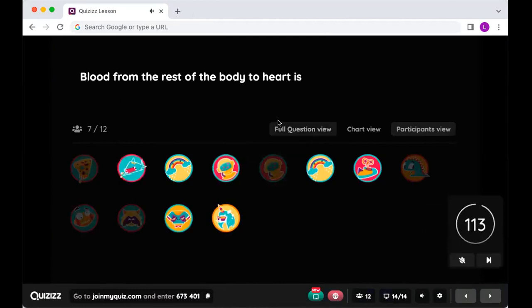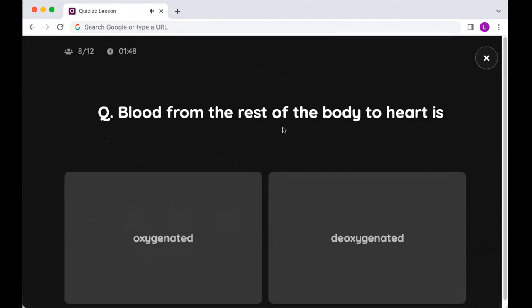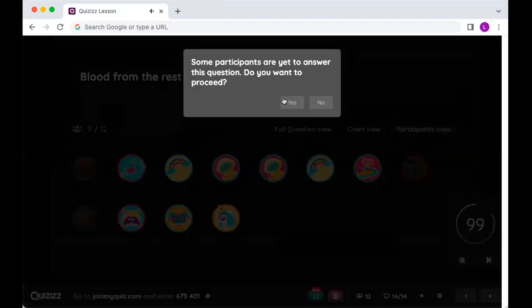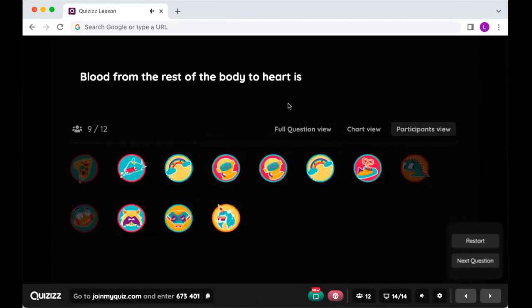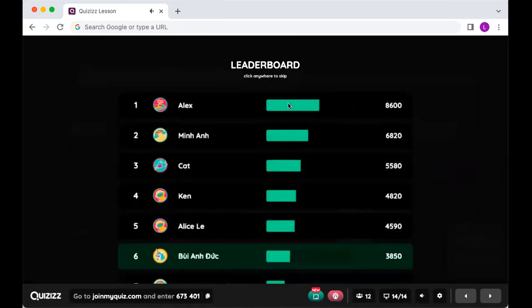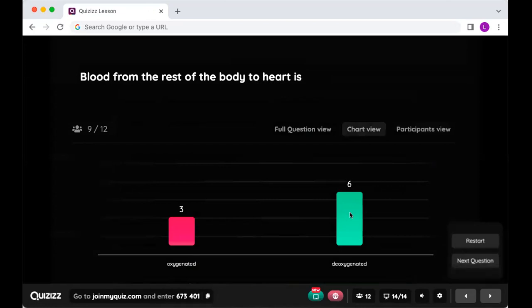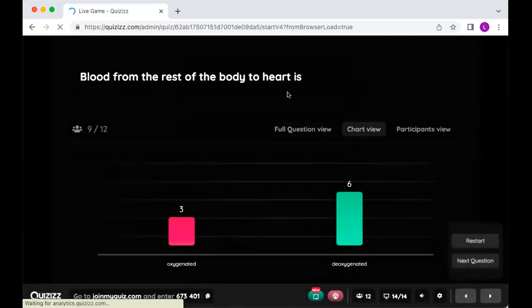Now, from the body back to the heart. Just now, from the heart to the body is oxygenated. So now the other way around, from the body to the heart is what? All right, let's carry on. Yes, deoxygenated. Correct. So that's it. I will end the quiz now.